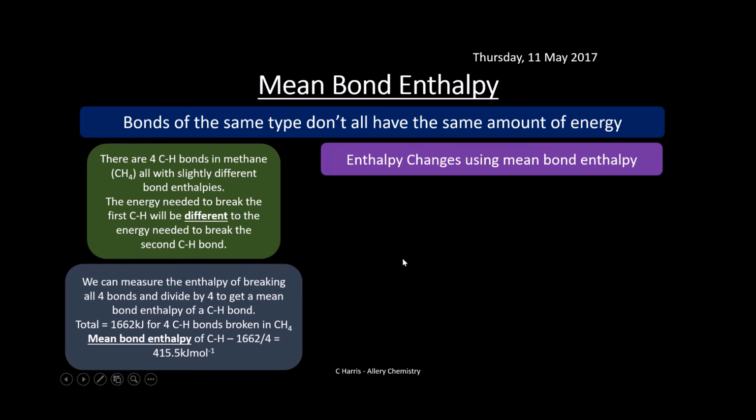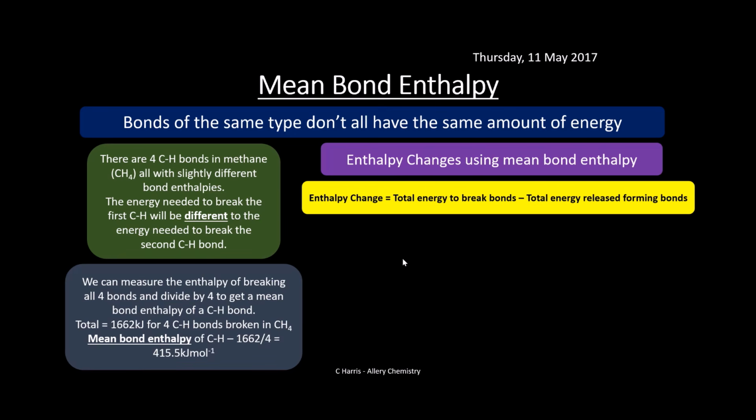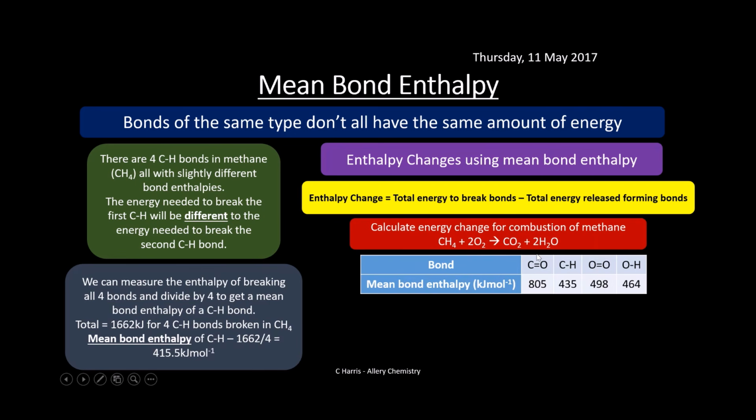And enthalpy changes using mean bond enthalpy. We're going to look at an example. We need to know this formula: enthalpy change equals total energy needed to break the bonds minus total energy released forming the bonds. Let's have a look at an example. Calculate the energy change for combustion of methane. Here's methane, burning it with oxygen to form carbon dioxide and water.